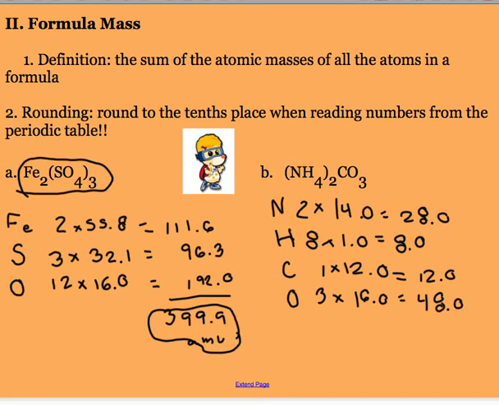And then we just add that all up. So you just take your calculator out and type it in. So we get 28 plus 8 plus 12 plus 48. And we get that our grand total is 96.0 AMU.